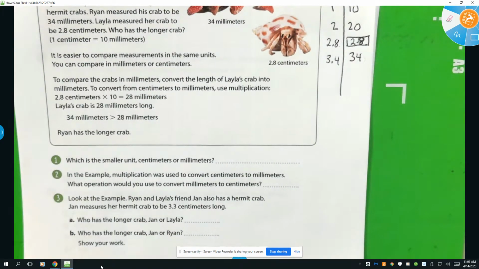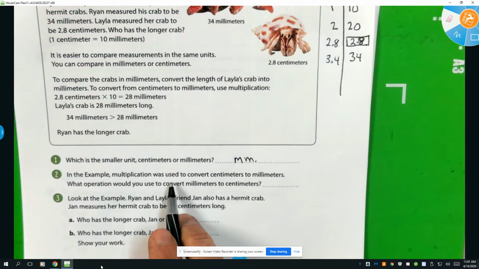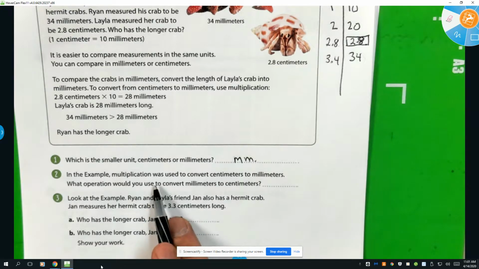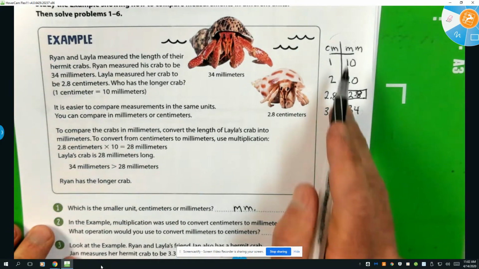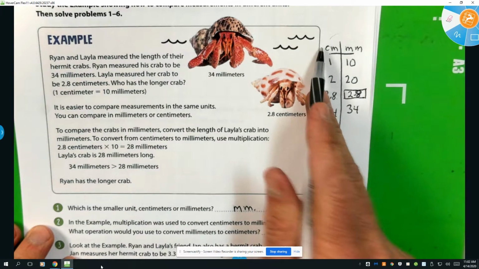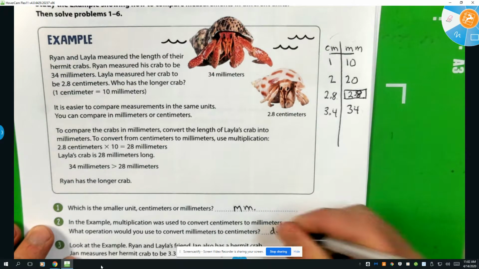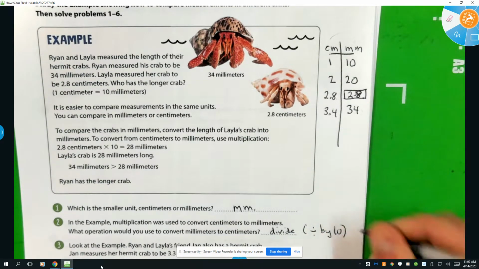So which is the smaller unit, centimeters or millimeters? And real obvious, if you look at the ruler, you know it's going to be millimeters. In the example, multiplication was used to convert centimeters to millimeters. What operation would you use to convert millimeters to centimeters? So if I wanted to go from here to here, I would divide, and more specifically, divide by 10.